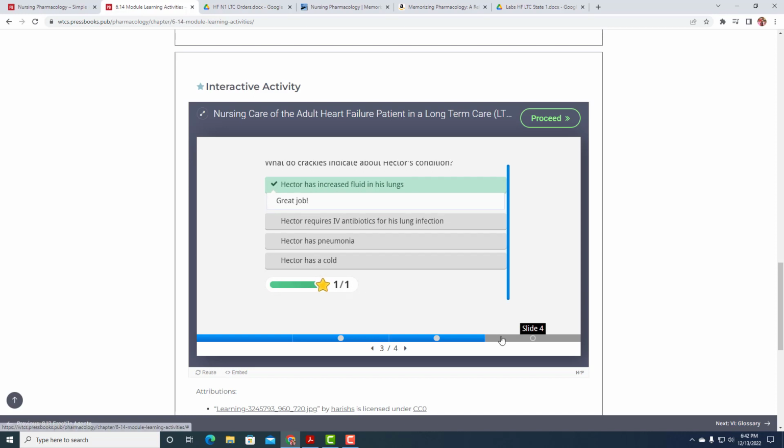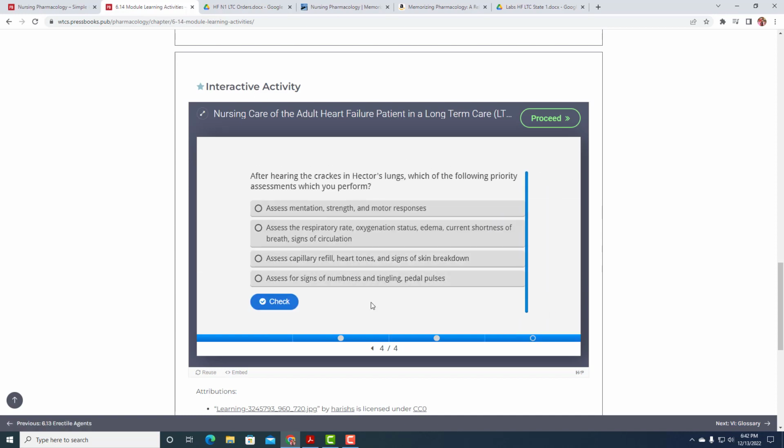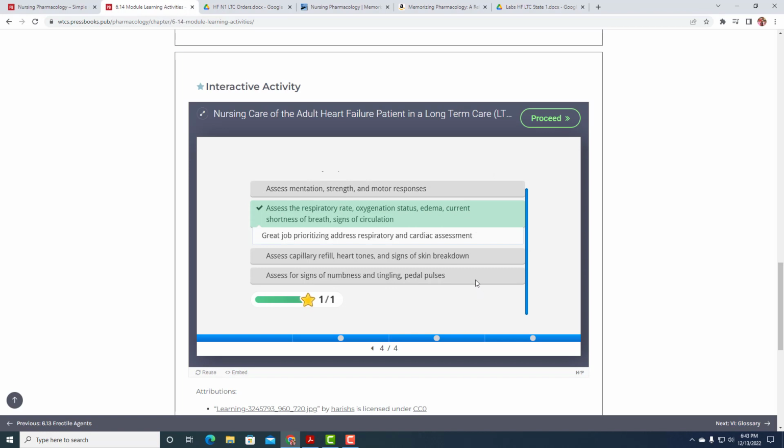The last one: after you hear the crackles in Hector's lungs, which of the following priority assessments will you perform? Will you assess mentation, strength, and motor responses? Will you assess the respiratory rate, oxygenation status, edema, current shortness of breath, signs of circulation? Assess capillary refill, heart tones, and signs of skin breakdown? Assess for signs of numbness and tingling and pedal pulses? Yeah, the respiratory rate, oxygenation status, edema, shortness of breath, signs of circulation, that would be right. All right, proceed to the next.